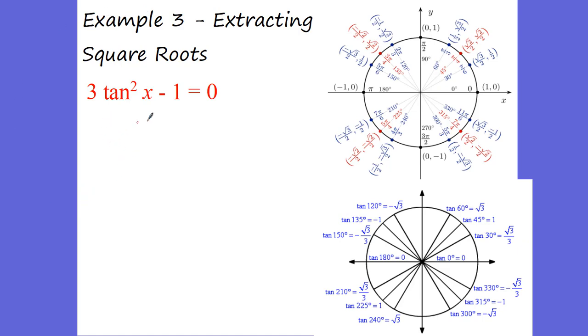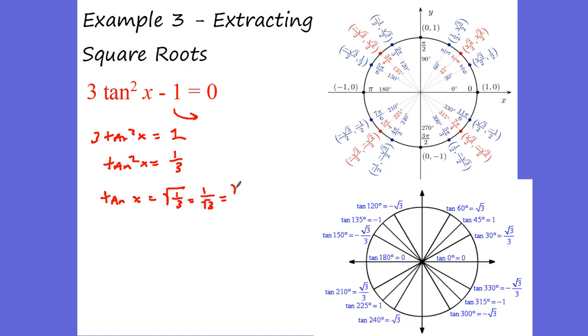We can also extract square roots. So what's the first thing we're going to do? We're going to move our negative 1 over to the other side. We get 1. We're going to divide by 3. So we got tangent squared of x equals 1/3. Then you're going to square root both sides to get the square out of there. So we get the square root of 1/3, which is 1 over root 3, which is the same if you rationalize it as root 3 over 3.